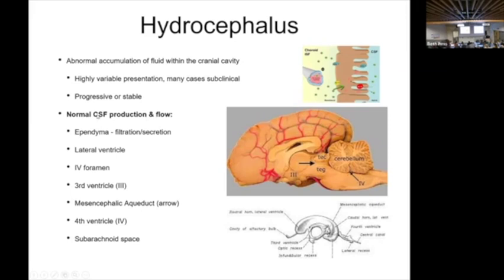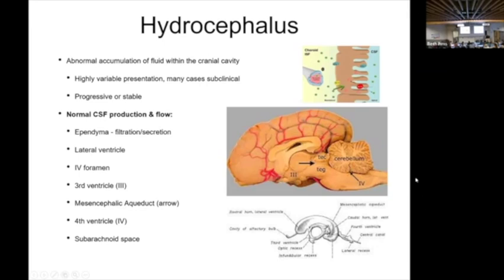Quick review of normal CSF production and flow, because this is going to be important. It's produced in the ependyma by filtration and secretion of plasma. That's this guy up here. Then it enters the lateral ventricle, goes through the intraventricular foramen. In the third ventricle it comes out the mesencephalic aqueduct, which is the arrow right here. That's kind of above the brainstem, and then the fourth ventricle, which is between the cerebellum and the brainstem, and then into the subarachnoid space. Here's that kind of dissected out here.